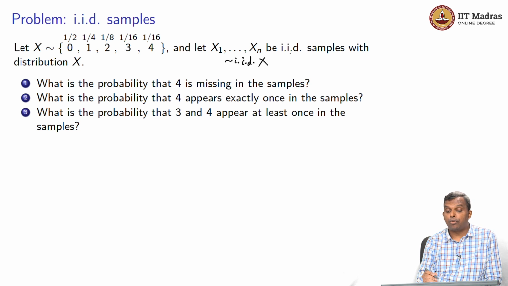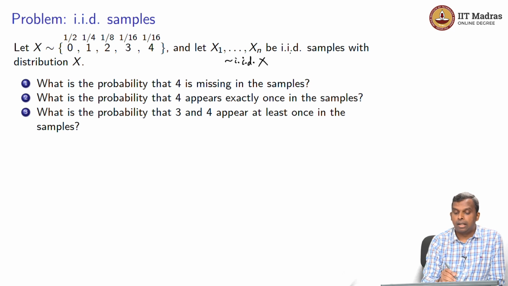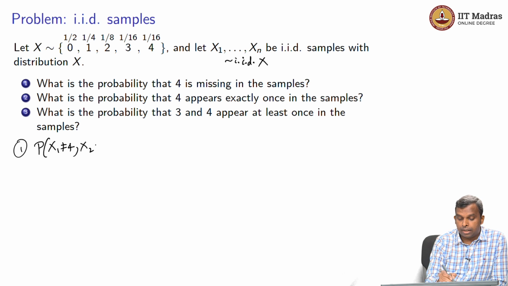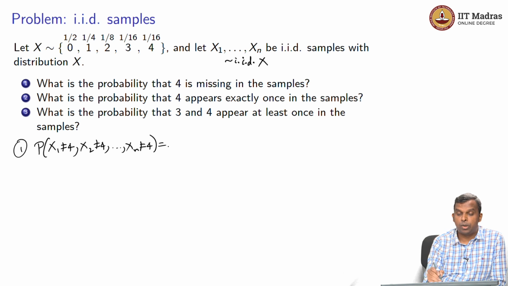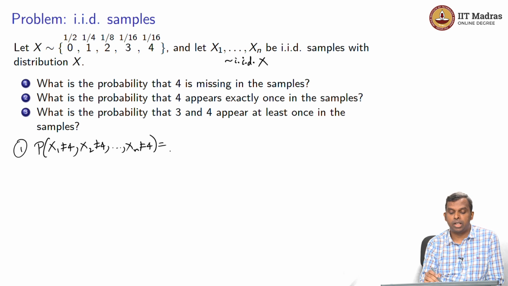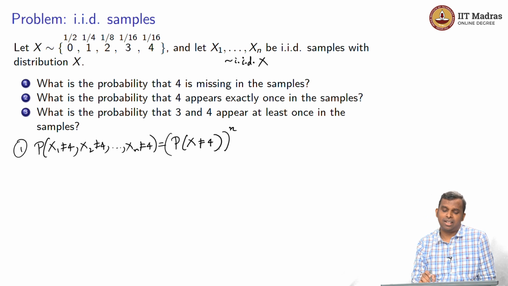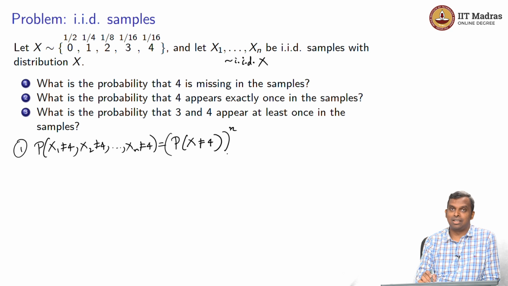So what's the probability that 4 is missing in the sample? The first question asks for the probability that x1 is not equal to 4, x2 is not equal to 4, and so on till xn is not equal to 4. What is this going to be? If it were something else, we would be totally confused, but this is IID, isn't it? So it is simply the probability that x is not equal to 4 raised to the power n. I don't even have to go through the complicated steps of coming to this. I know this is always true.